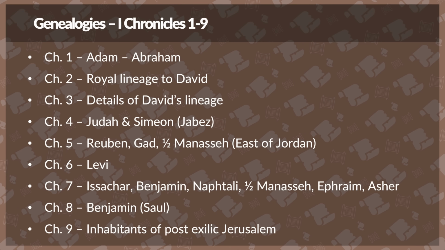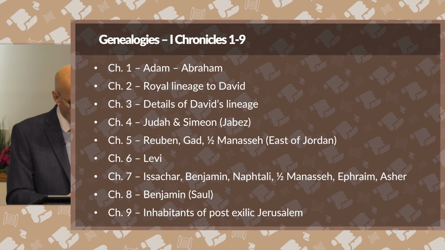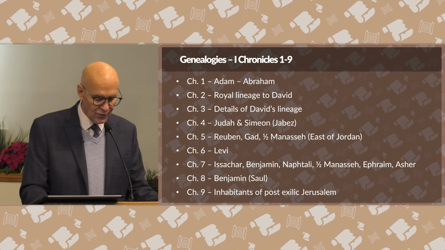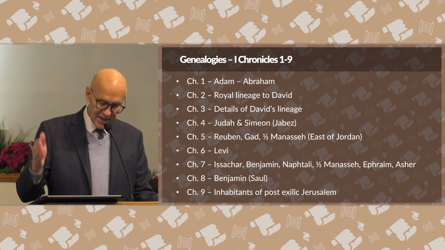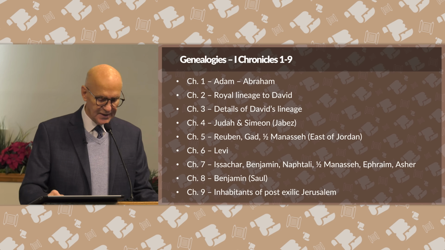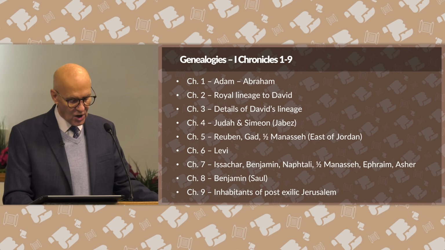We begin in chapter 1. Chapter 1 traces humanity's history from Adam to Abraham, emphasizing universal origins and narrowing the genealogy down to the covenant line of the Jewish people, beginning with Abraham. In 1 Chronicles 2, the book focuses on the descendants of Judah, highlighting the royal lineage leading to David. Chapter 3 details David's lineage, including the post-exilic descendants, underscoring the continuity of the Davidic line.